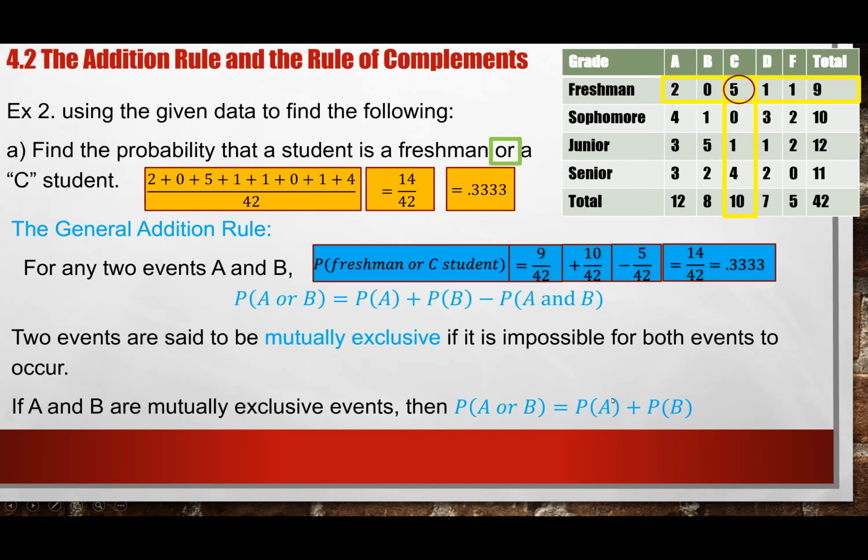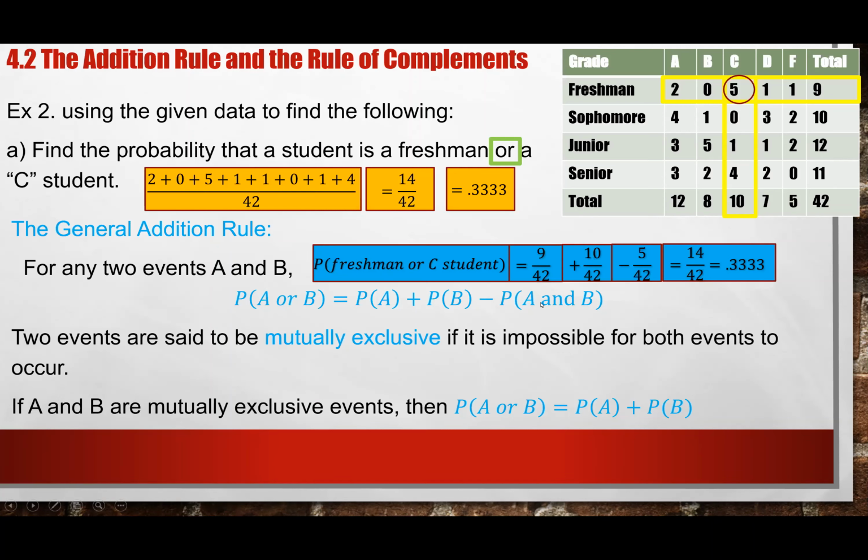If it's a mutually exclusive event, I just find the total of the first group plus the total of the second group divided by the grand total, which is the overall total. I'm done. If it's not mutually exclusive, I have to find the total of the first group plus the total of the second group minus what they have in common, okay? So if they have something in common, it's not mutually exclusive.